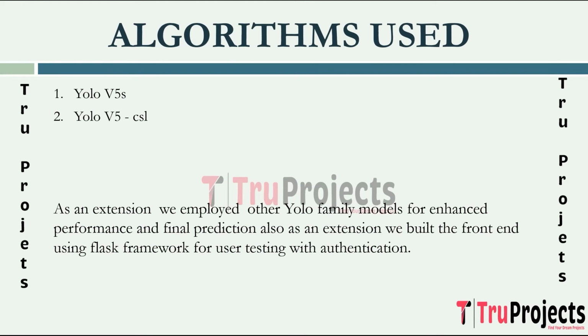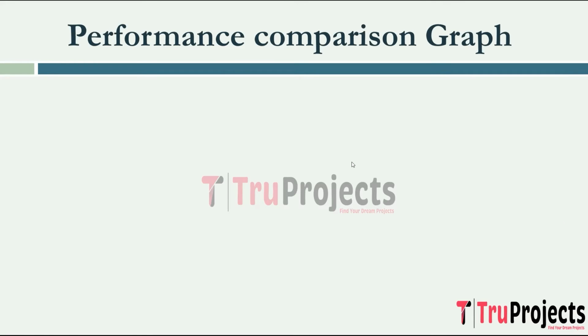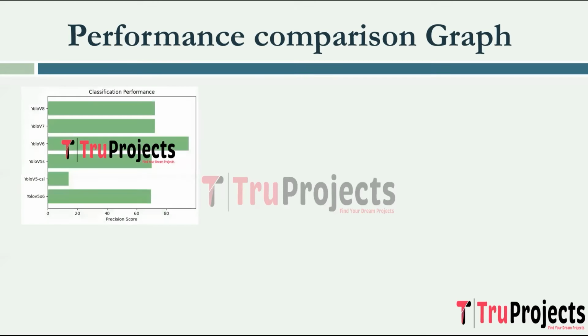As an extension, we employed other YOLO family models for enhanced performance and final prediction. Also, as an extension, we built the front end using Flask framework for user testing with the user authentication. We used performance metrics which are mean average precision and recall to evaluate this project. So here we have performance comparison graphs for all the models built in the project. This is precision score comparison graph, where x-axis represents precision score for each algorithm and y-axis represents algorithm names. Similarly, we will have for other graphs also.